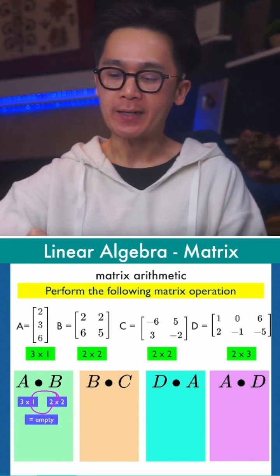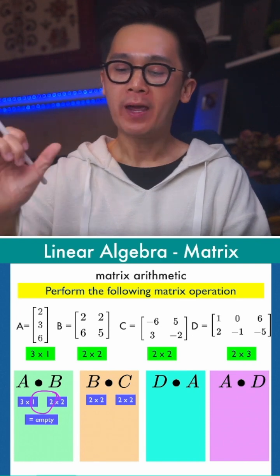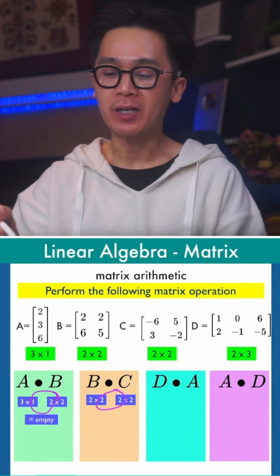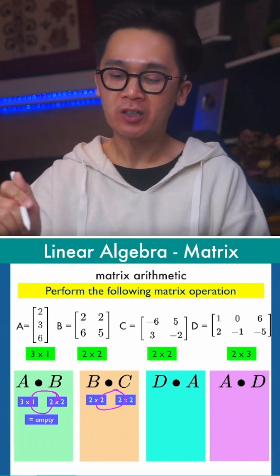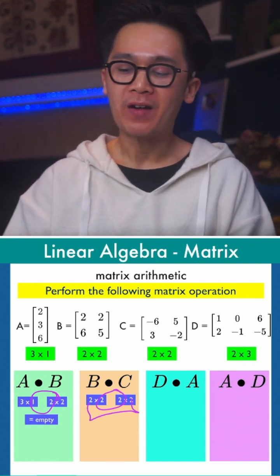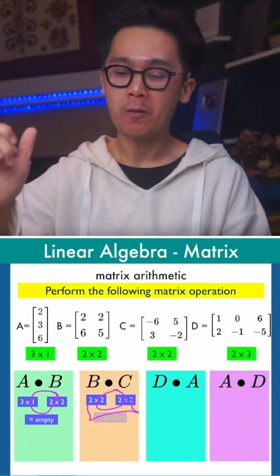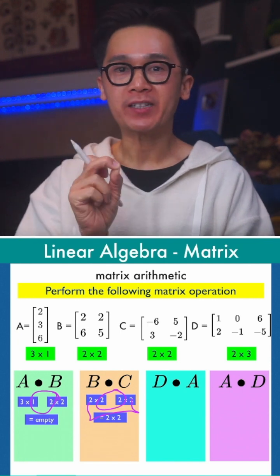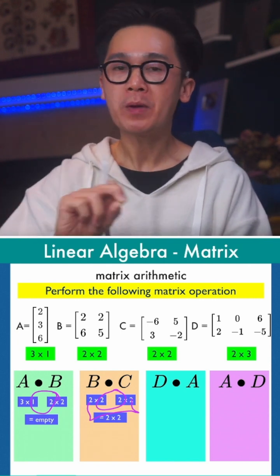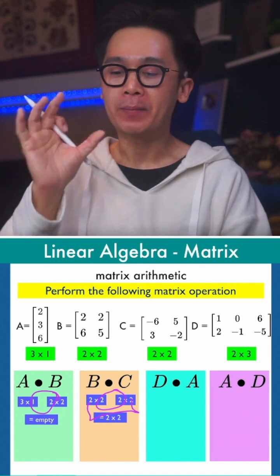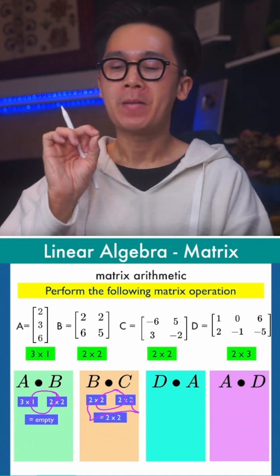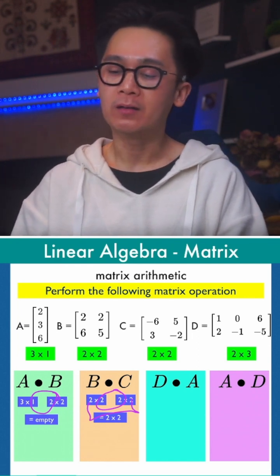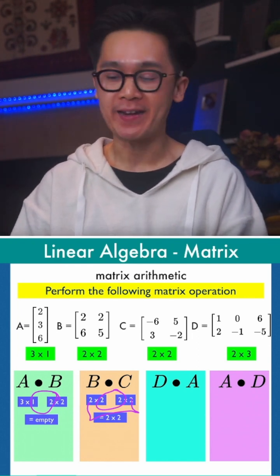So for B and C, B is a 2 by 2, and C is also a 2 by 2. We have identical numbers in our inner circle, and the product of our matrices will be a 2 by 2 matrix. So this is how you determine if multiplication is allowed in the two matrices that we're combining, based on matrix arithmetic.